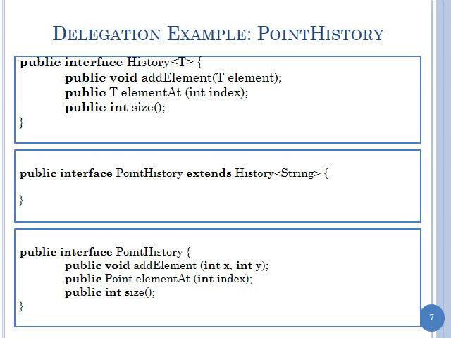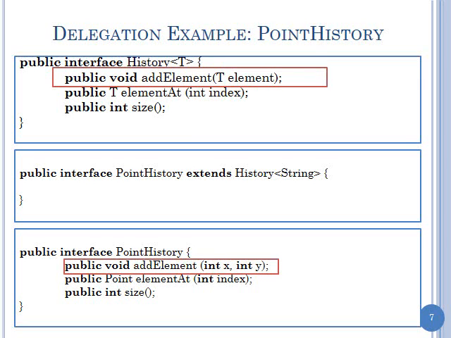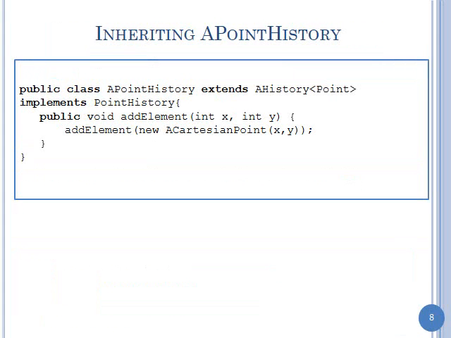Remember, an add element method with x and y will overload and not override. Could you create an interface that extends? So I could extend, and then when you have your add element with x and y, you can call the super add element that creates the new point. So something like this. Yeah, exactly. Point history extends the history, and I just add my new add element with the Cartesian point.